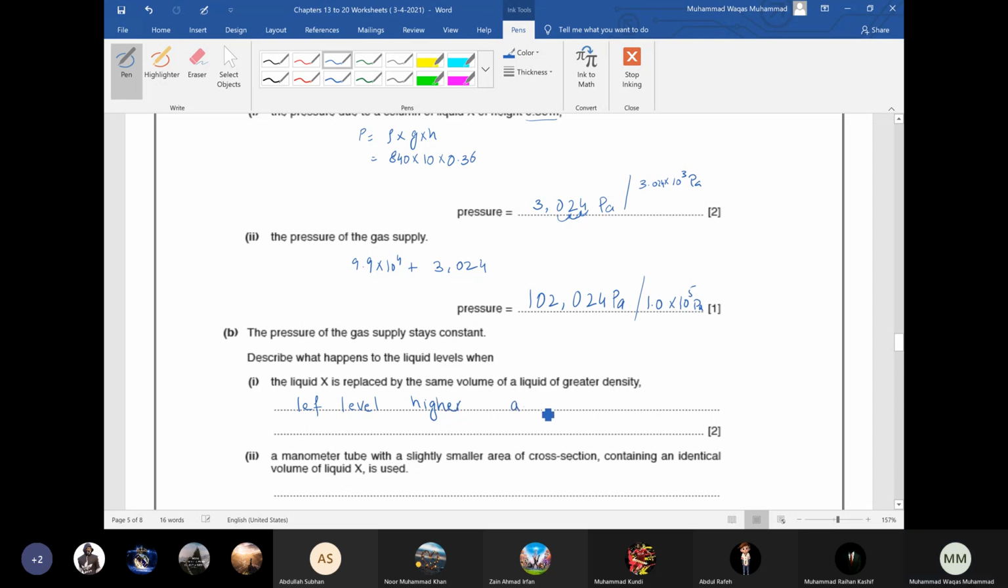And right level. Right level goes lower.